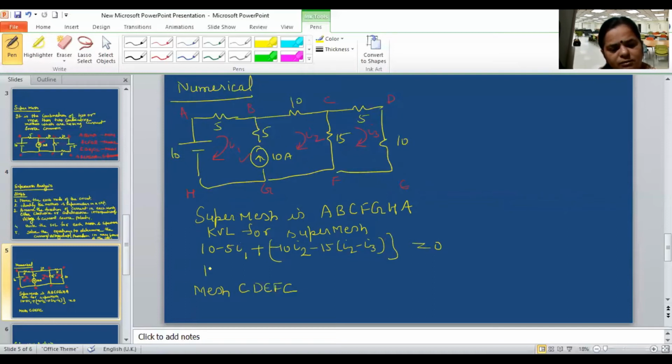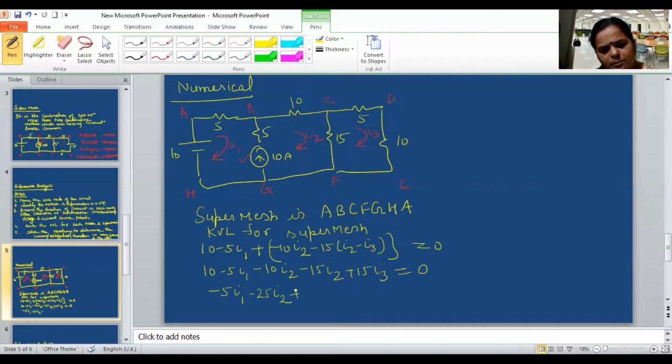So if you further solve it: 10 minus 5I1 minus 10I2 minus 15I2 plus 15I3 is equal to 0. Now if we further solve it, what do we get? Minus 5I1, minus 10I2 and minus 15I2, so minus 25I2, then plus 15I3, is equal to minus 10. So we get 5I1 plus 25I2 minus 15I3 is equal to 10. This is equation number 1.